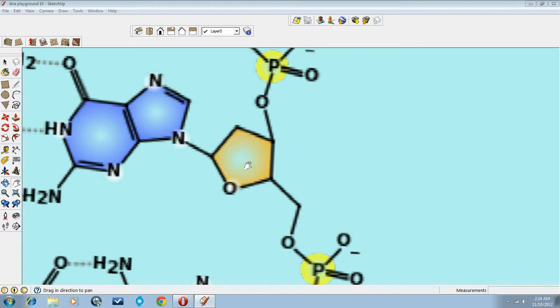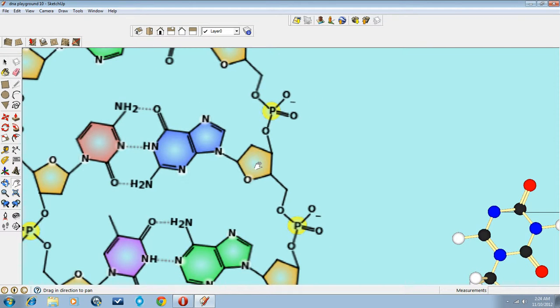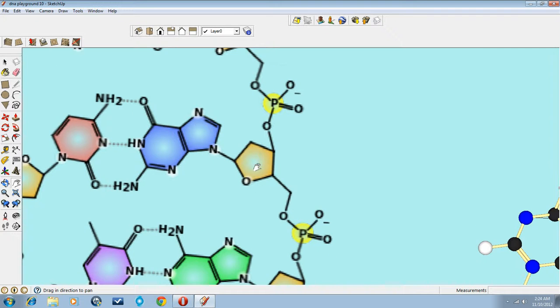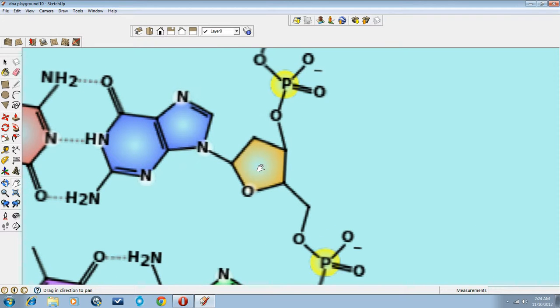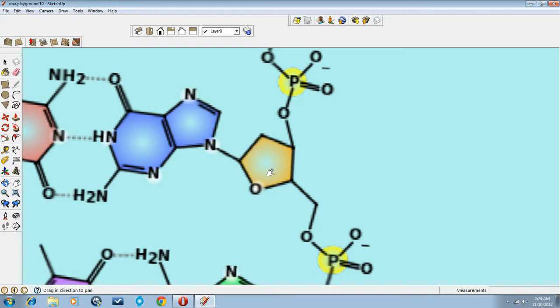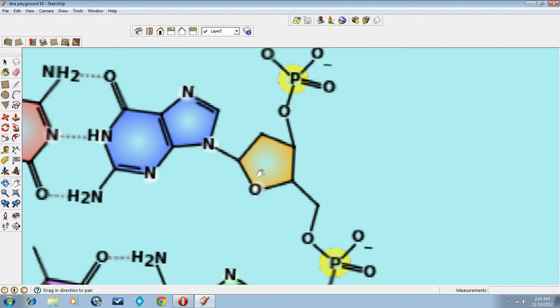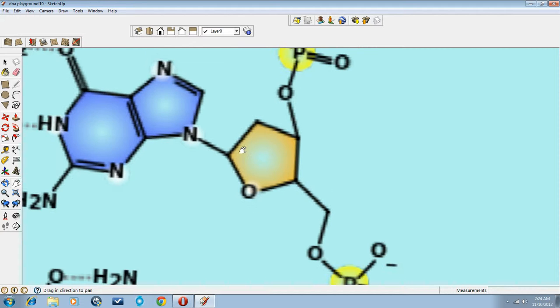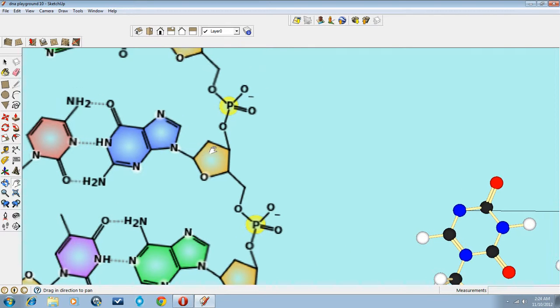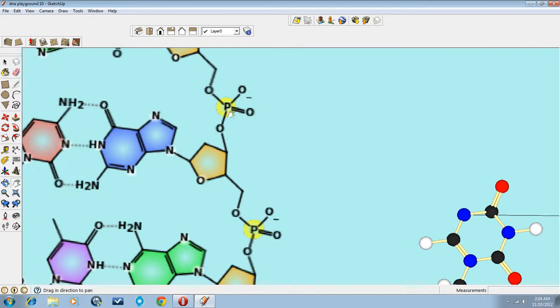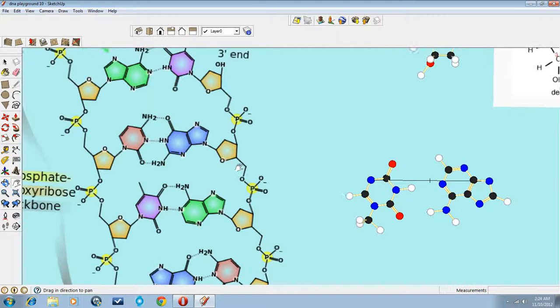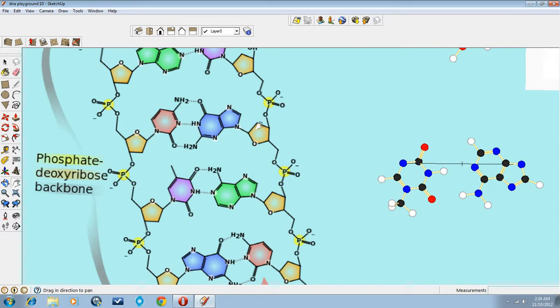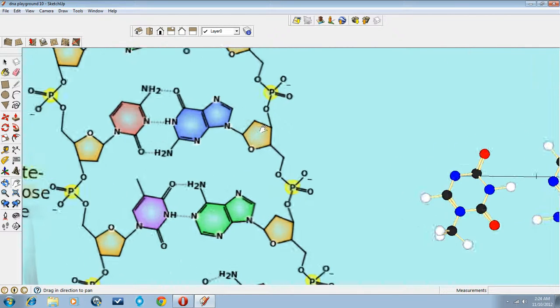Deoxyribose is kind of like the glue of the DNA molecule, and here we see that it's connected to three different places in the DNA molecule. This is our deoxyribose schematic, and we see here that it's connected to a base pair, and then it's also connected to two phosphodiester bonds, one above it and one below it.